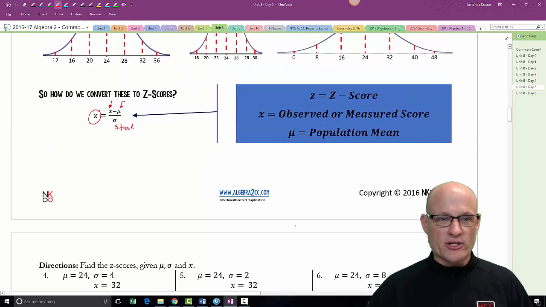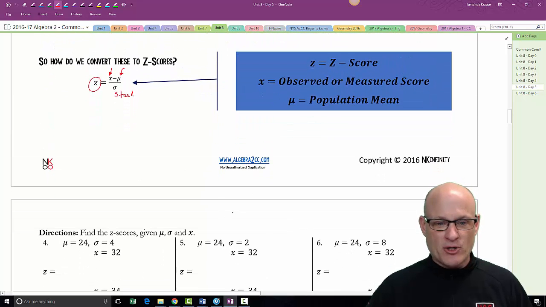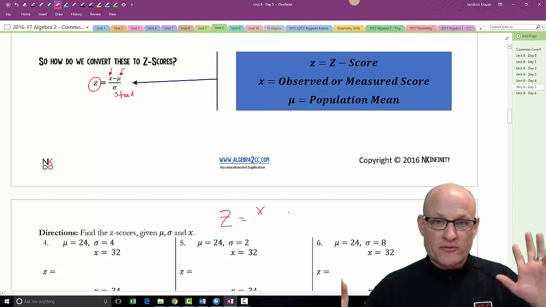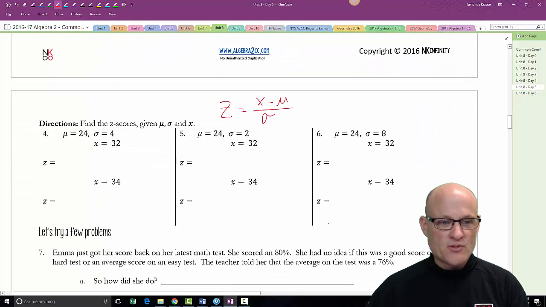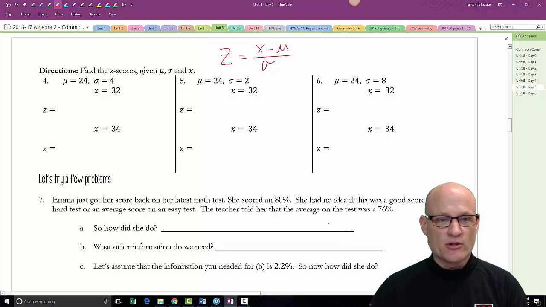So we're going to use this formula, which I'm going to copy over here. Z is equal to your measured value, X. Notice it's not X bar, it's just X, whatever observed value we have, minus mu, the population mean, all over sigma, the population standard deviation. So we're going to convert these to Z-scores.